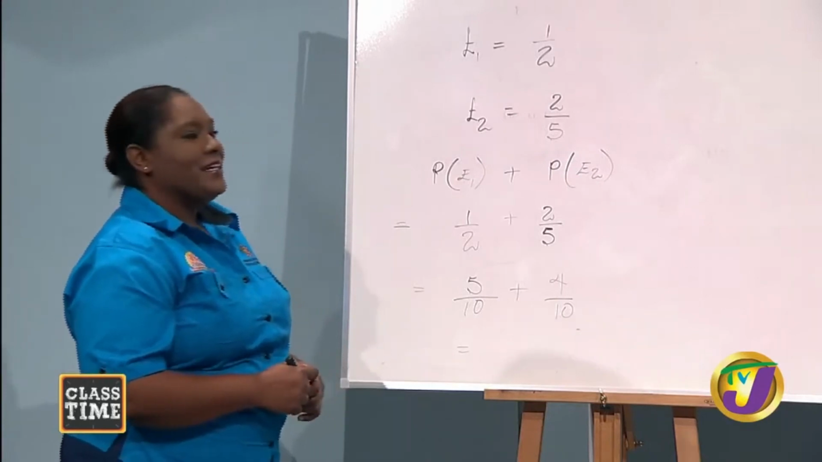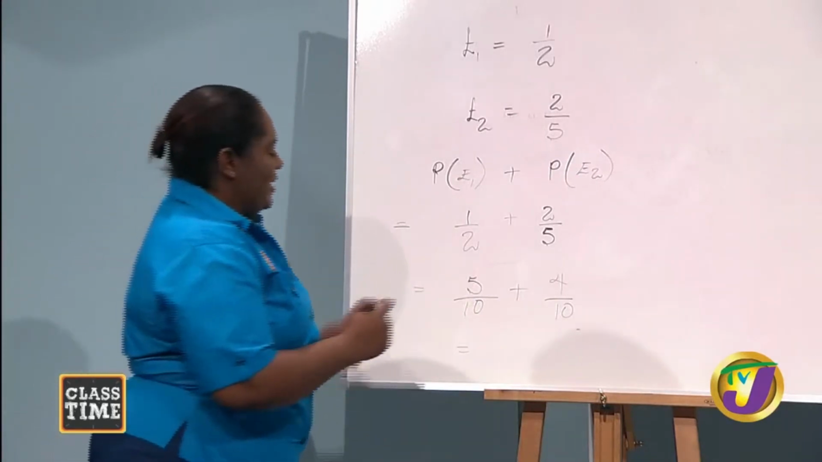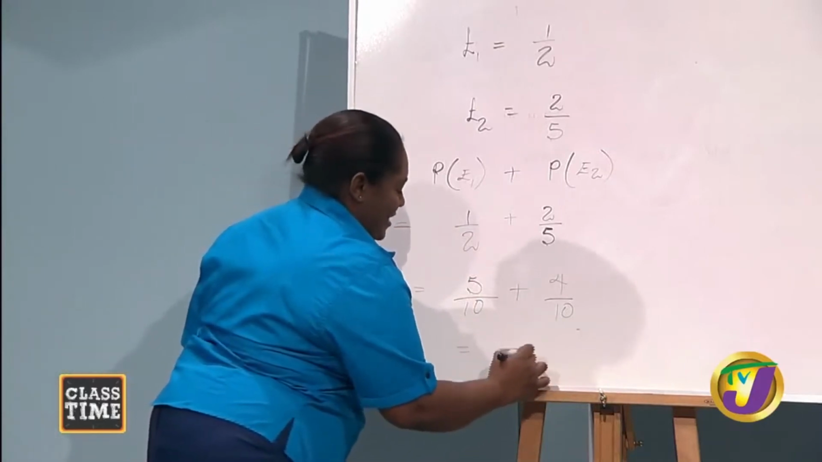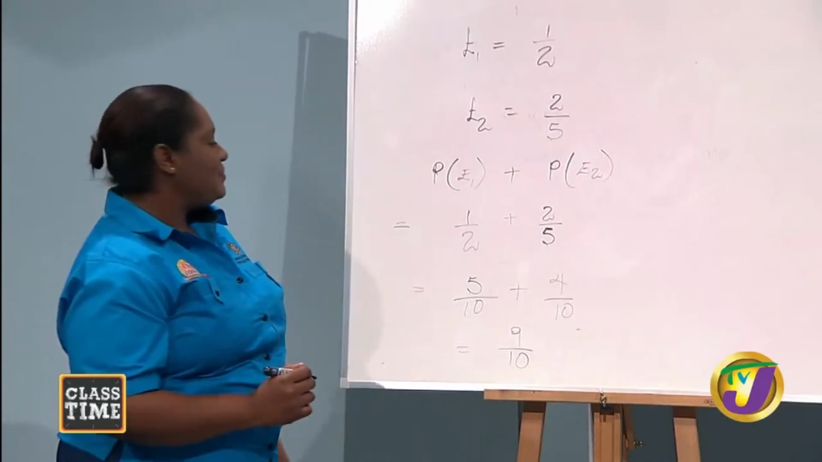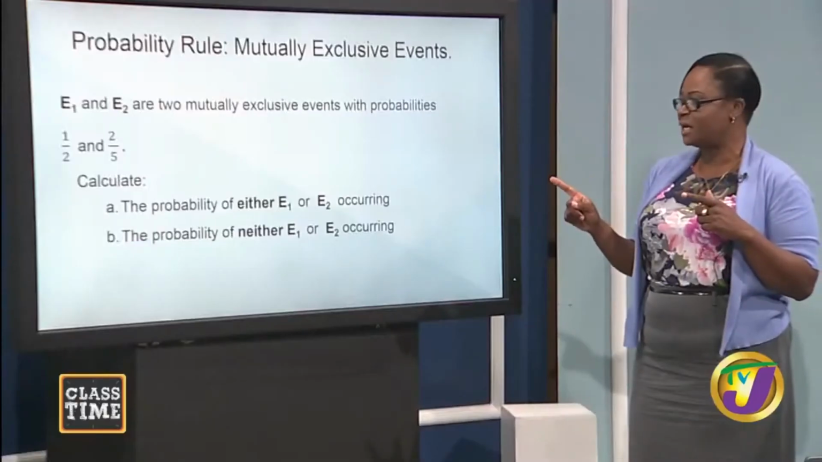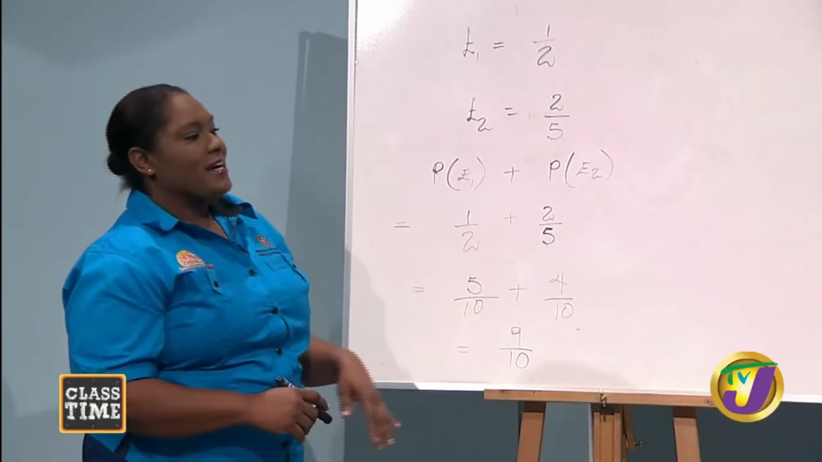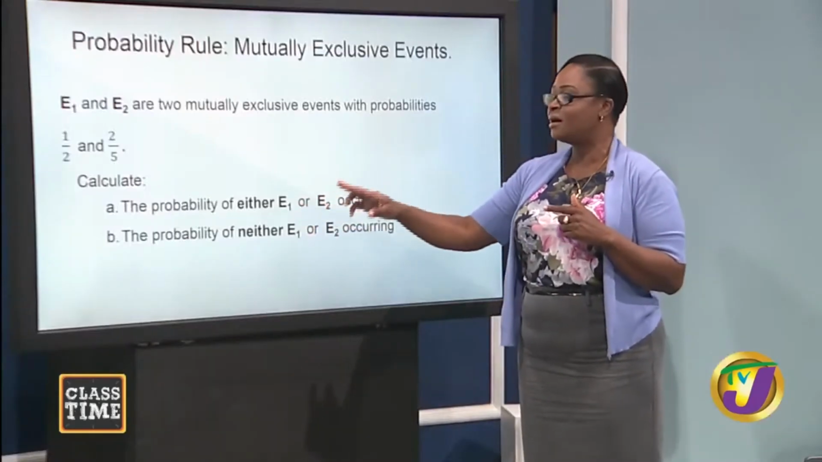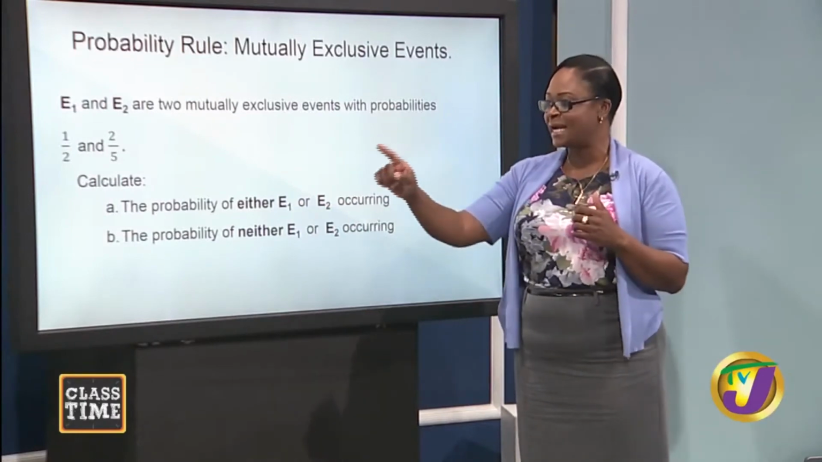Now that we have a common denominator, we can just go ahead and add the numerators. 9/10. Therefore, would we be complete? Are we finished then? We are finished with part A of the question. So therefore, the probability of either event 1 or event 2 occurring is 9/10.